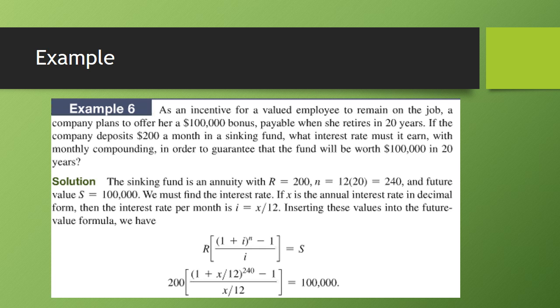And it says if X is the annual interest rate, then the interest rate per month is I equals X over 12. So they're putting those values in. And what they're doing is they're compensating for the fact, remember, your interest is always divided by the number of compounding periods. Okay, so here we've got the problem set up with all the numbers in place.